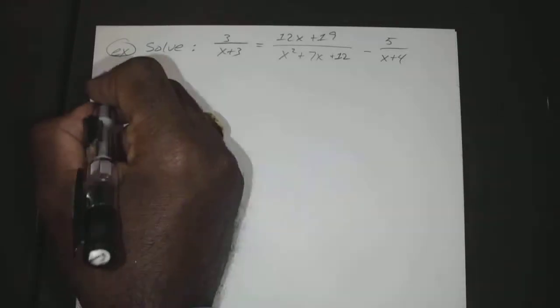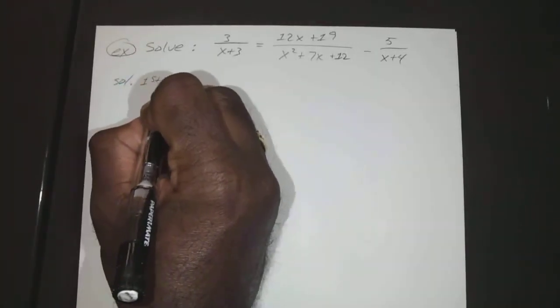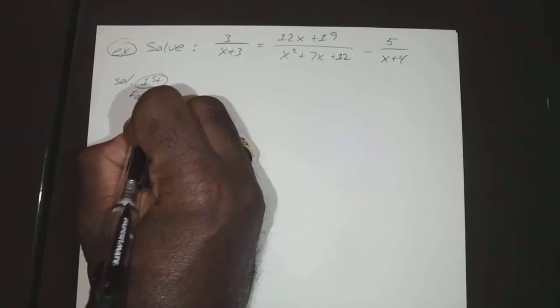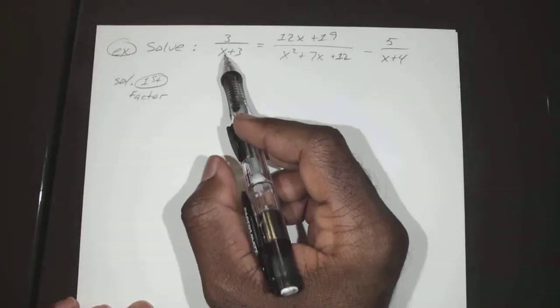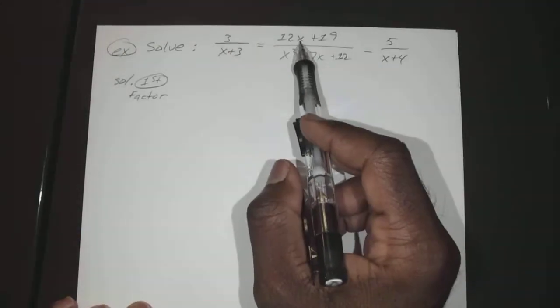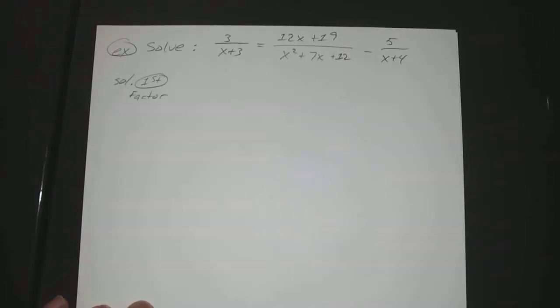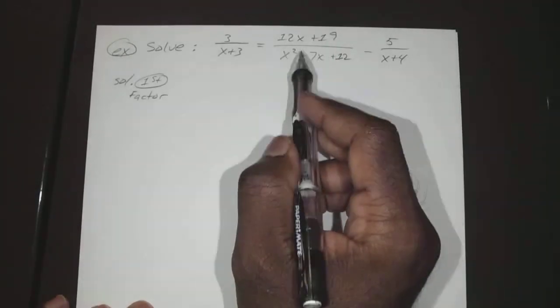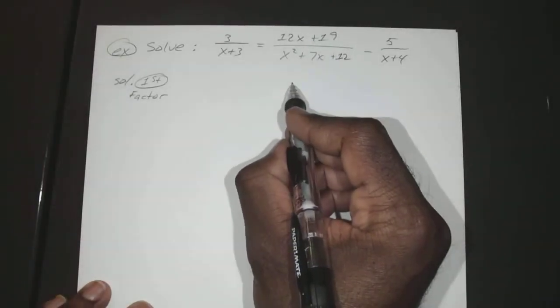All right, so our first step is we factor whatever can be factored. Okay, so 3 and x over 3, neither one of those can be factored. 12x plus 19, they don't have anything in common, so you don't have to worry about factoring that one. The only one you have to worry about factoring is the trinomial.